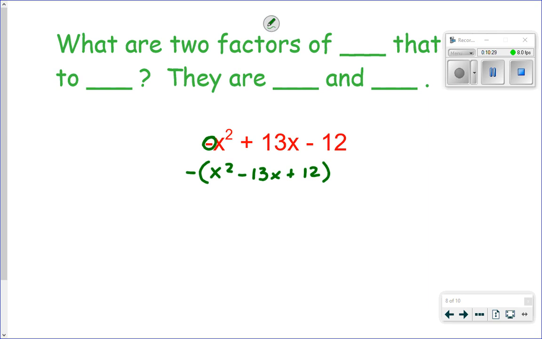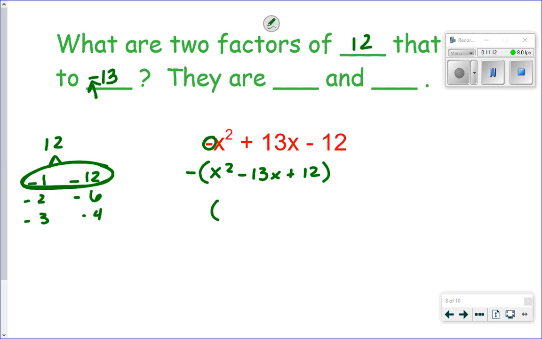So next step, multiply A and C. So 1 times 12 is 12. Fill in the second blank with my B value, which is negative 13. So I'm looking for two factors of 12 that add to negative 13. So I've got 12 here. When this number is negative, that means both of my numbers here need to be negative. So when I'm finding factors here, I need to pay attention to that. So I've got 1 and 12, negative 2, negative 6, negative 3, negative 4. Okay, when I add any of those numbers together, is it going to give me negative 13? Yes, this pair here.